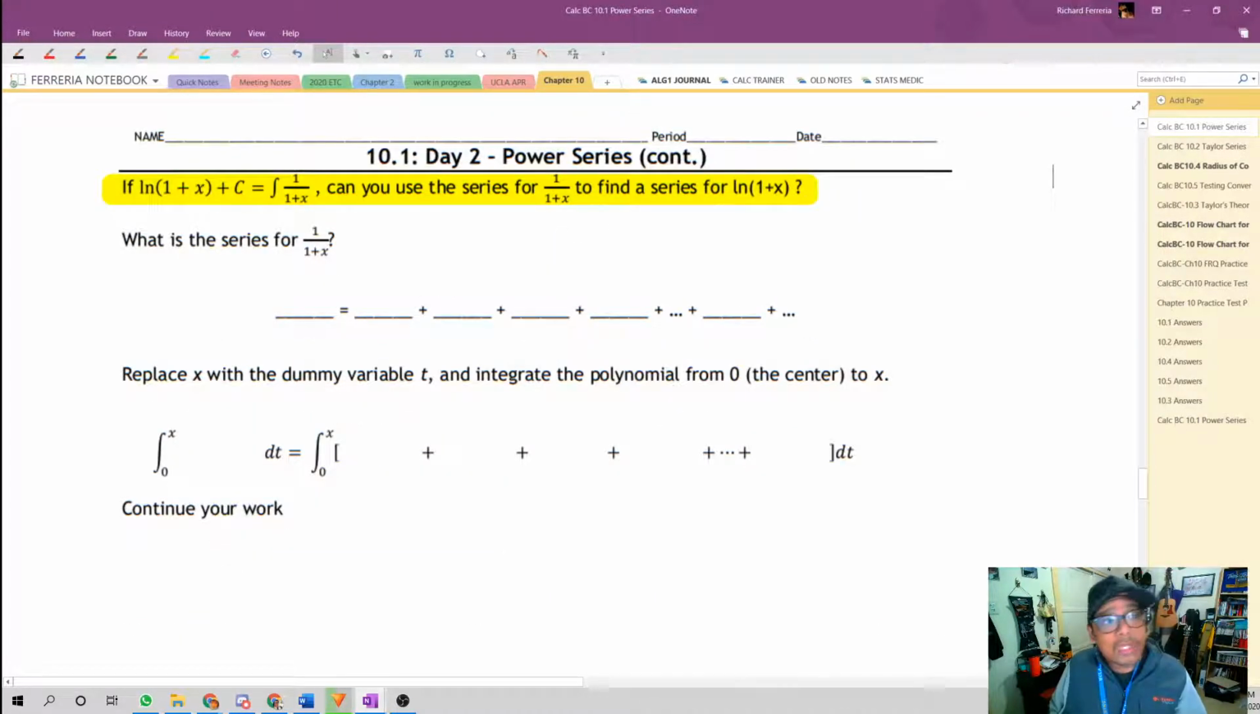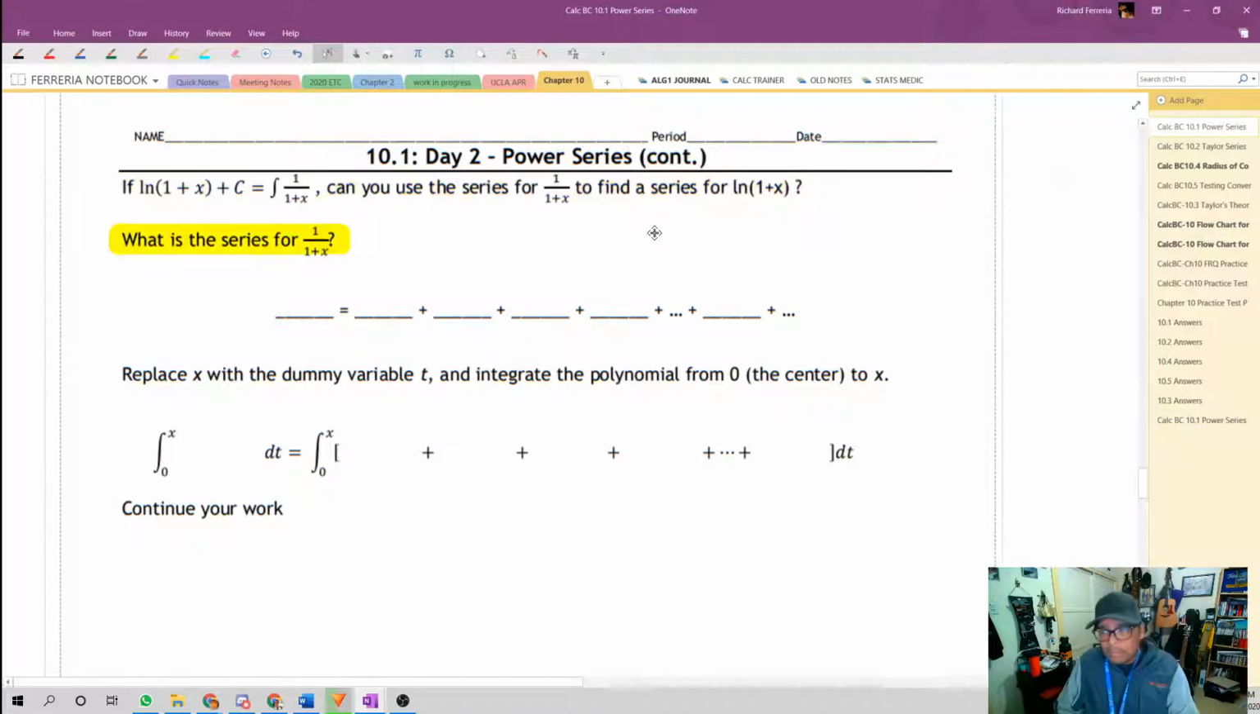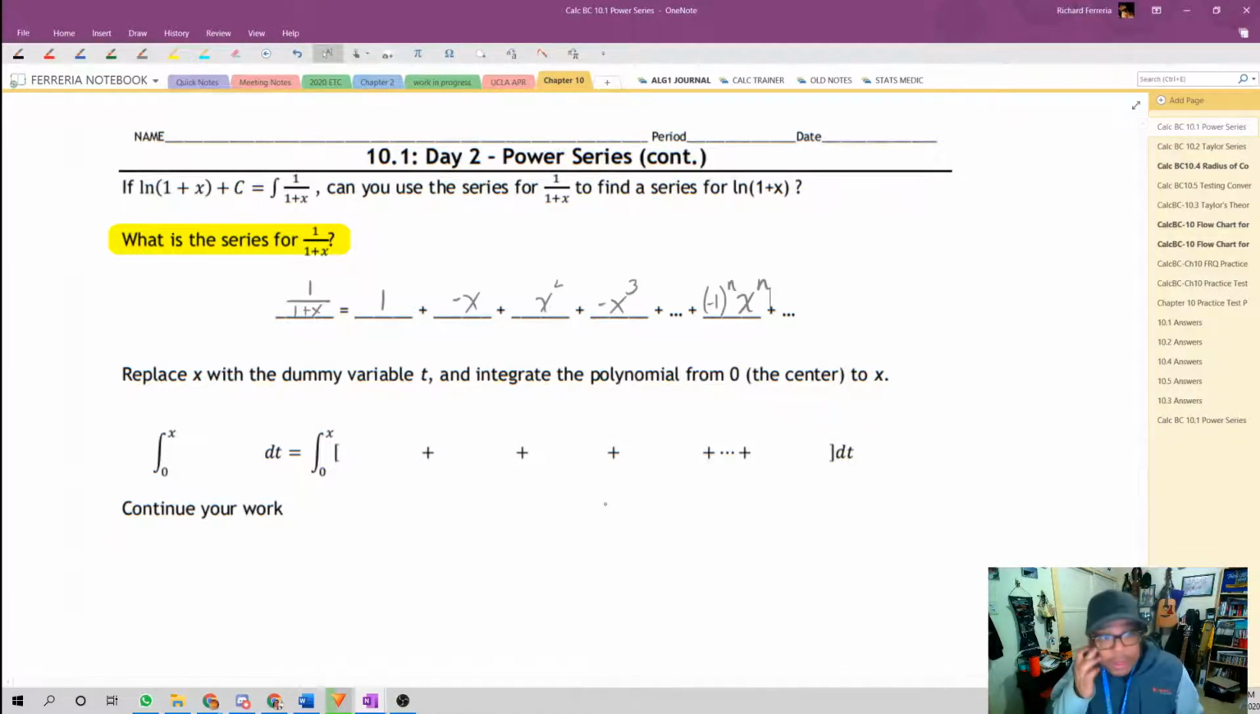Coming around on the other side of calculus, we know that natural log of 1 plus x is going to be the antiderivative of 1 over 1 plus x. So can we use that information to find a series for natural log of 1 plus x? Well, firstly, what is the series for 1 over 1 plus x? We just did that. Be a little careful here because we have plus signs in between each term, so we got to make that negative x and negative x cubed. Okay, next.